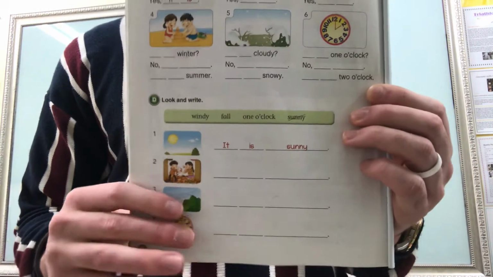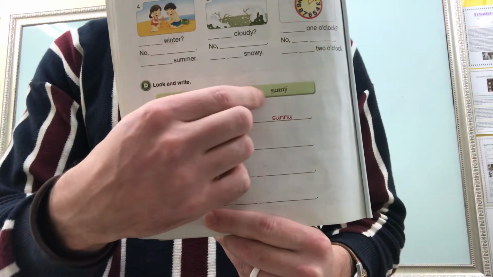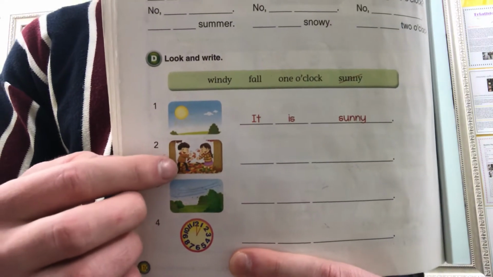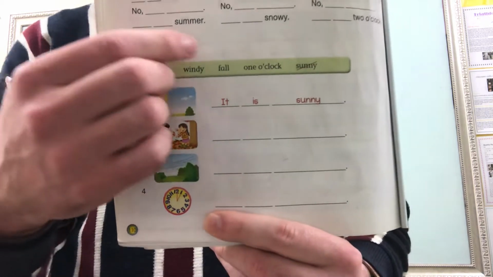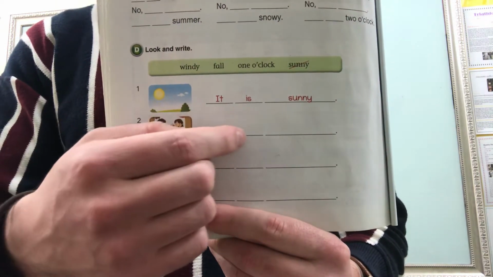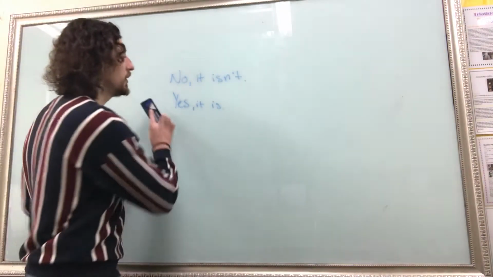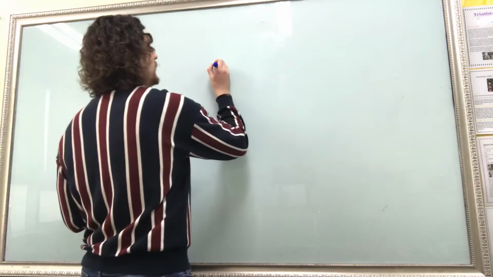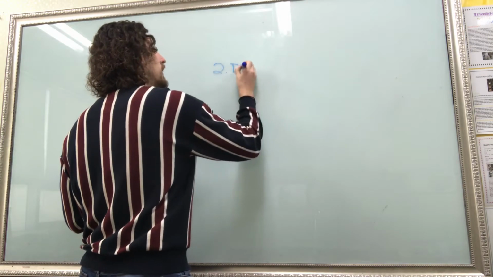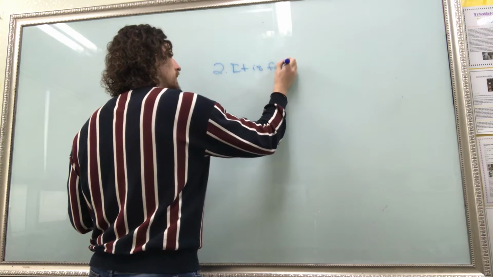This is D. So you have to look at the picture and match the right thing. So if you look at number 2, those are leaves that are brown. What season is that? That is fall. So for number 2, we write, it is fall. Let me write that on the board. Number 2, it is fall.